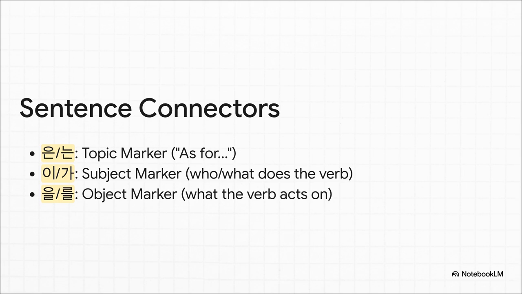So you might be wondering, how do you know what's what in a sentence? Well, the secret is particles. They're these tiny little markers that attach to words and act like labels. They tell you, hey, this is the main topic, or this is the thing the verb is happening to. They're basically the grammar glue that makes it all stick together.